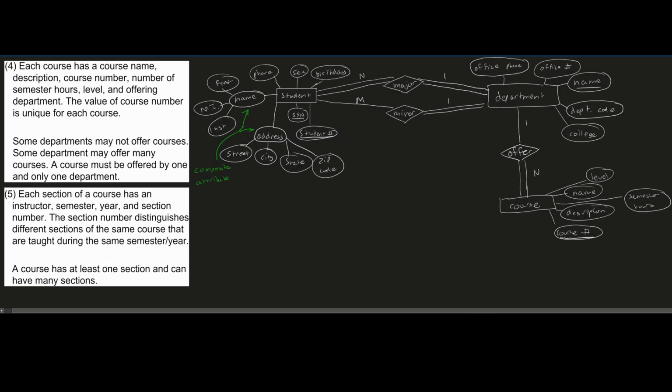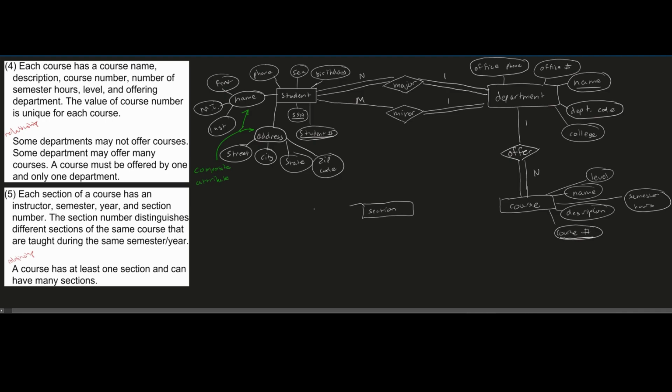Lastly, we have a section of a course. It has an instructor, semester, year, and section number. The section number distinguishes different sections of the same course that are taught during the same semester and same year. This last part's important. A course has at least one section and can also have many sections, so that's going to be our relationship part. So after our course, we are going to have our section, and this section has its own attributes.